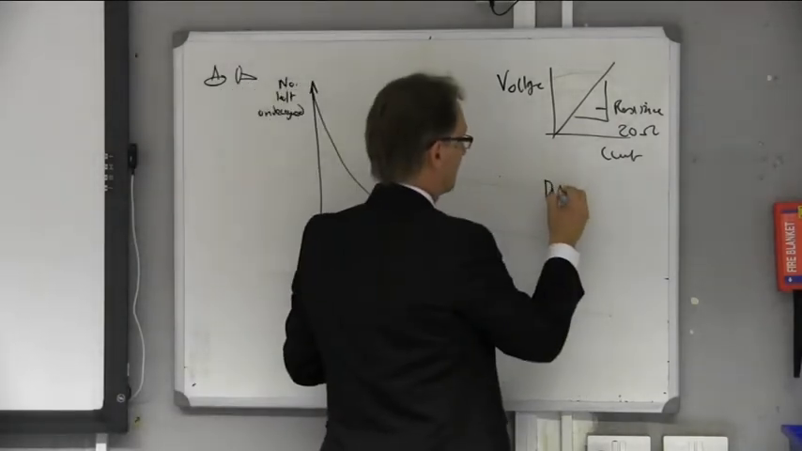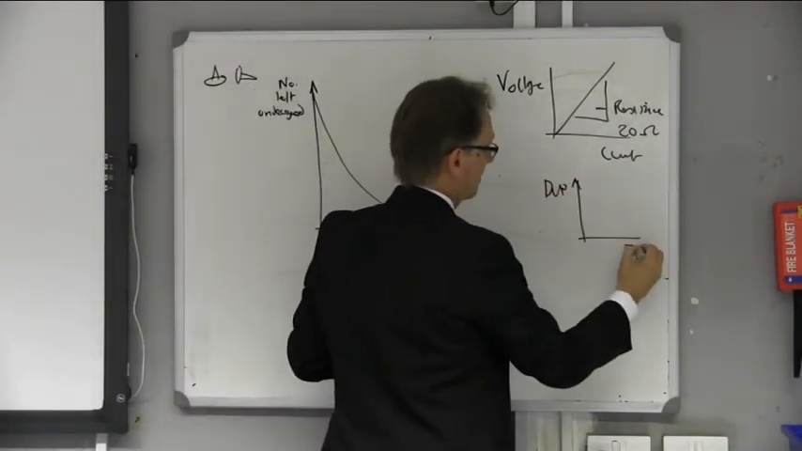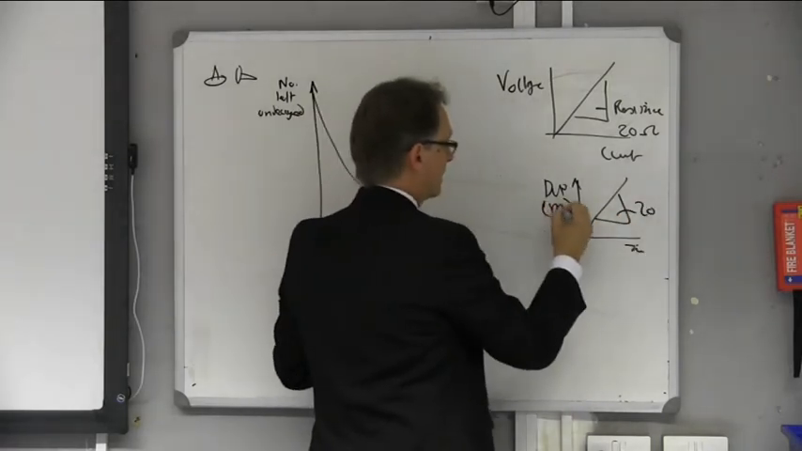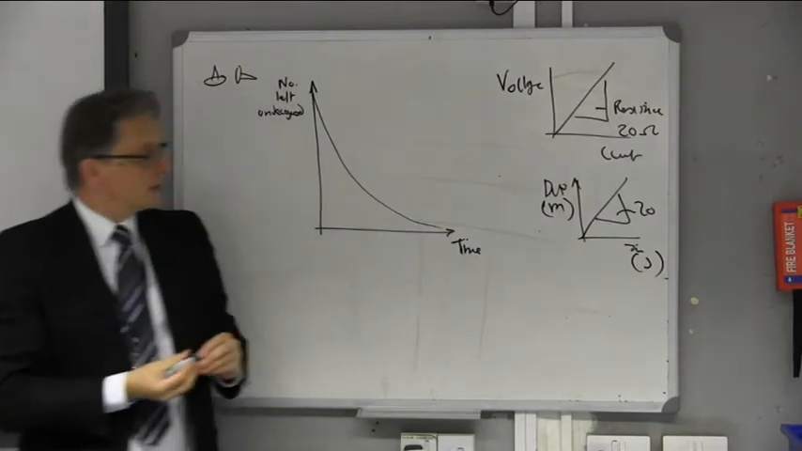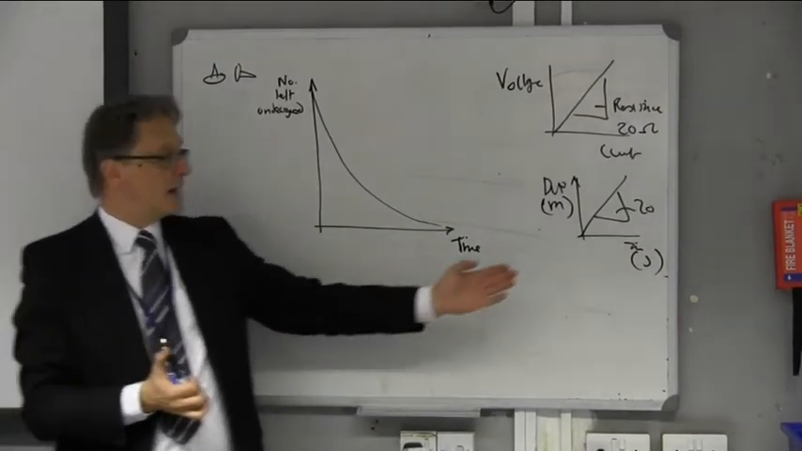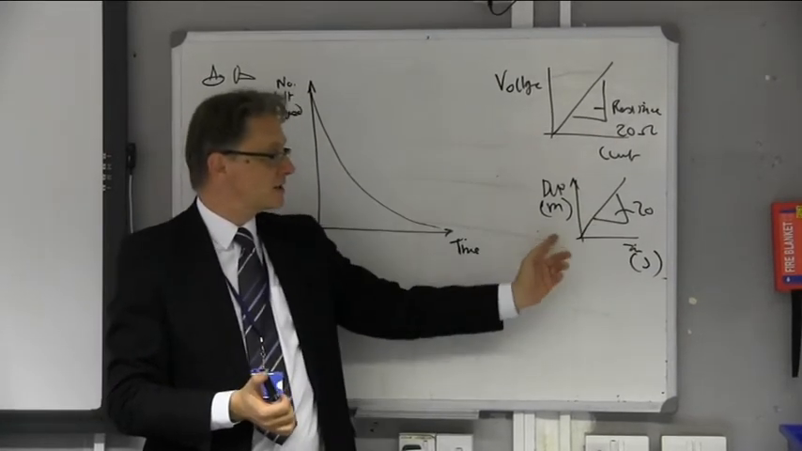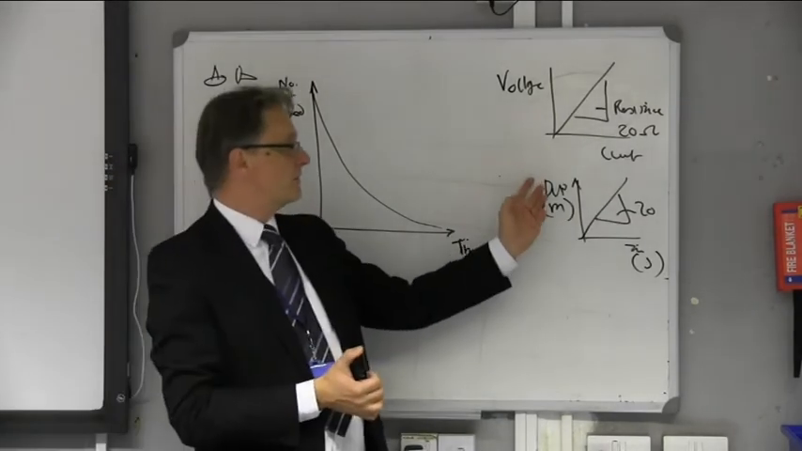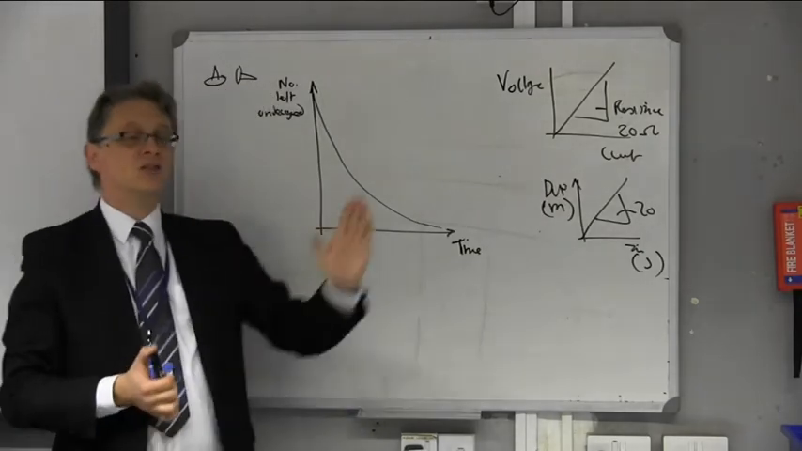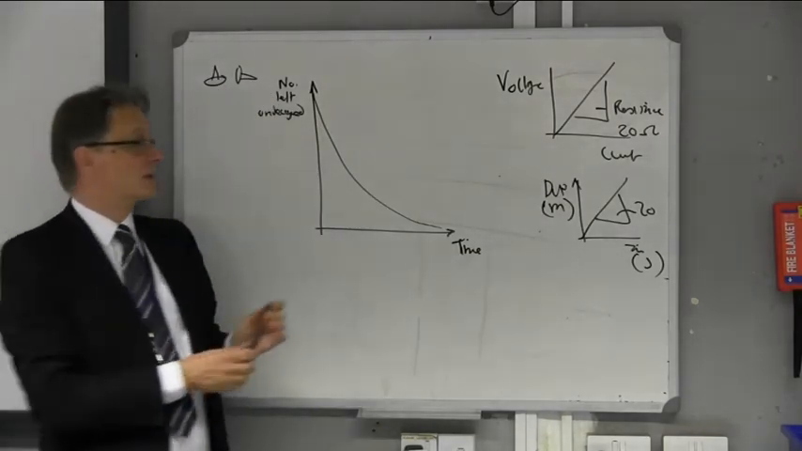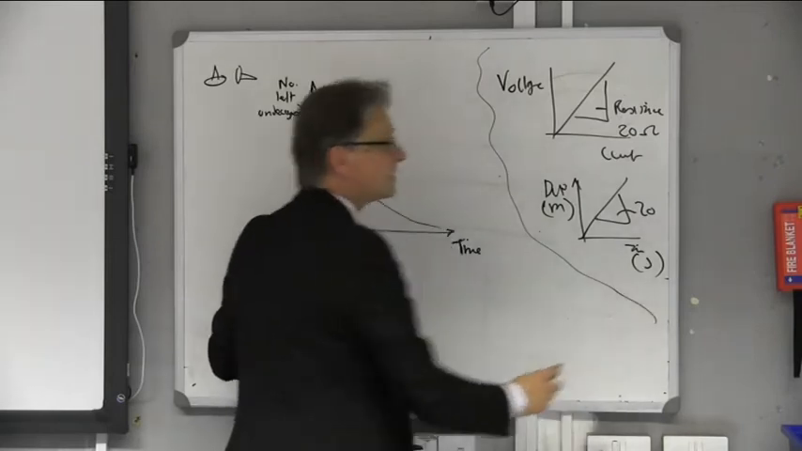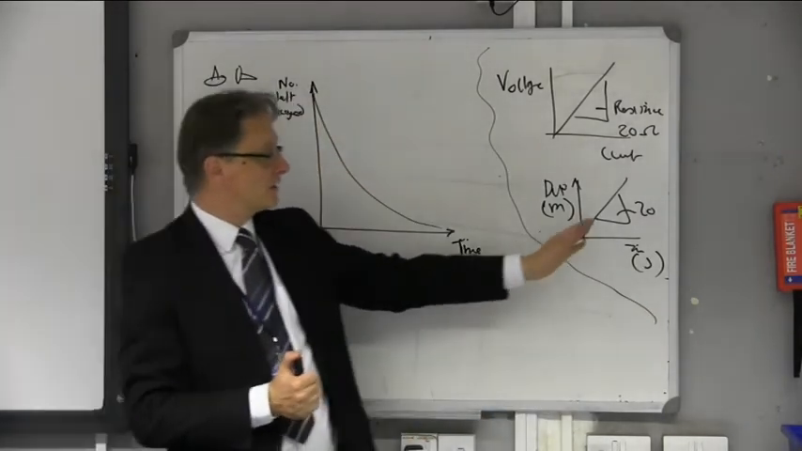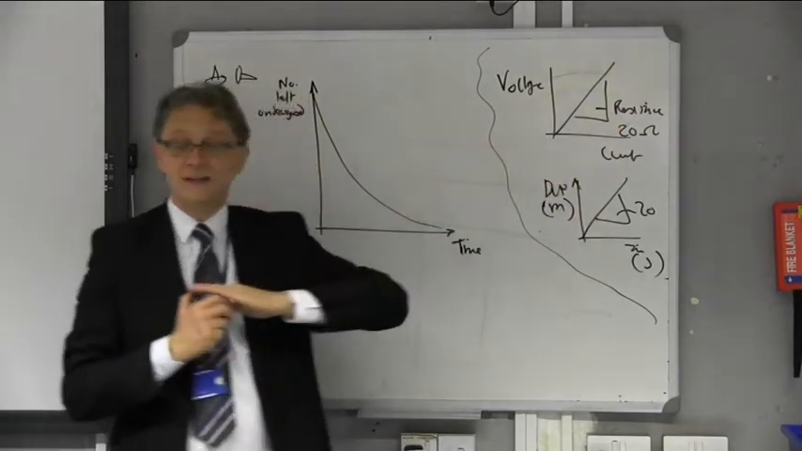I can draw a graph of distance against time. I can measure the gradient there being 20, and that means the object was travelling at 20 metres per second. If it was a velocity time graph, that would mean it had an acceleration of 20 metres per second squared. So an awful lot of the physics that we do is about getting straight line graphs and using their gradients. And of course, the good thing about the gradient of a straight line is it's the same all the way along.